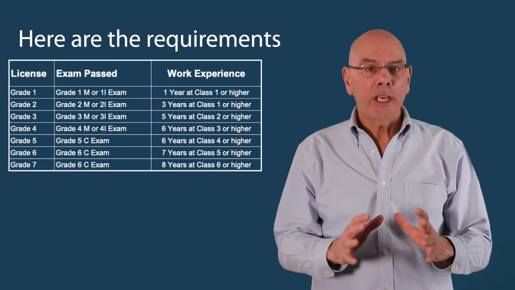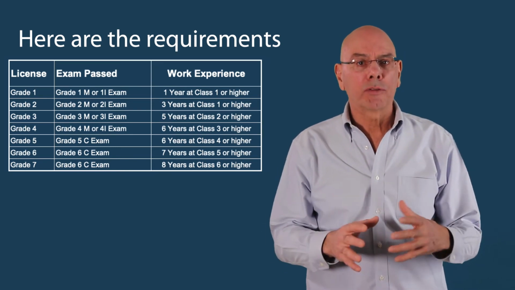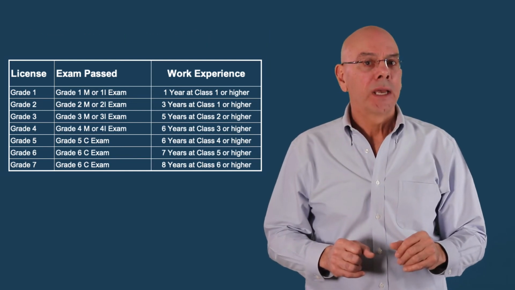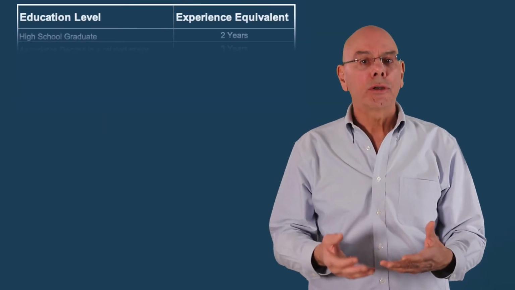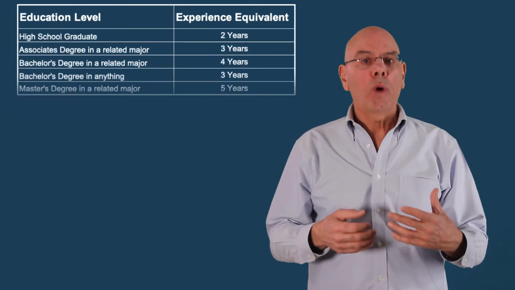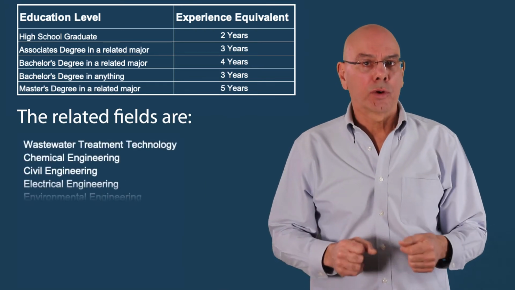Now, your level of education can be substituted for some of the work experience requirements, but exactly how much changes depending on your grade. Let's look at how education is treated. If you have a high school diploma, that can count as up to 2 years of work experience. An associate's degree in a wastewater-related field can count for up to 3 years of work experience.